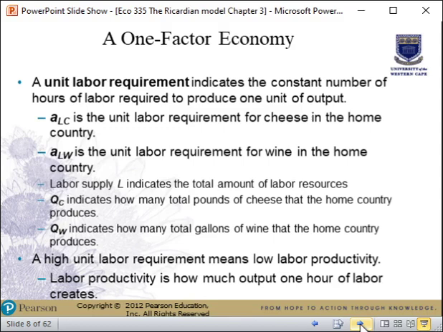A subscript LC will represent the unit labor requirement for cheese in the home country. A subscript LW will represent the unit labor requirement of wine in the home country. Capital letter L will represent the total labor supply. Capital letter Q with the subscript C will represent the total cheese production. Capital letter Q with a subscript W will indicate the total gallons of wine that the home country produces.